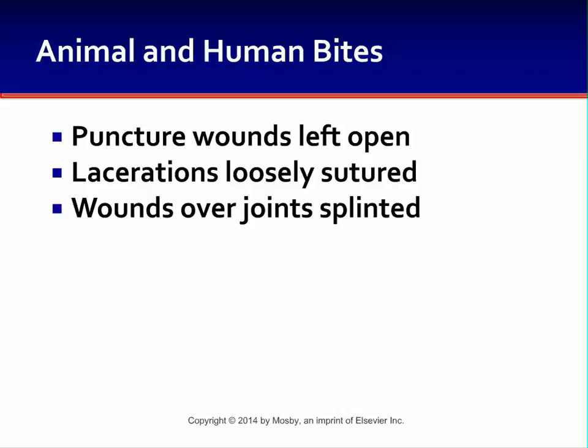Animal and human bites are left open if they're puncture wounds. Lacerations are loosely sutured, and wounds over joints are splinted. The patient is admitted for IV antibiotic therapy when an infection is present. There is increased incidence of cellulitis, osteomyelitis, and septic arthritis in these patients. Report animal and human bites to the police as required by law.